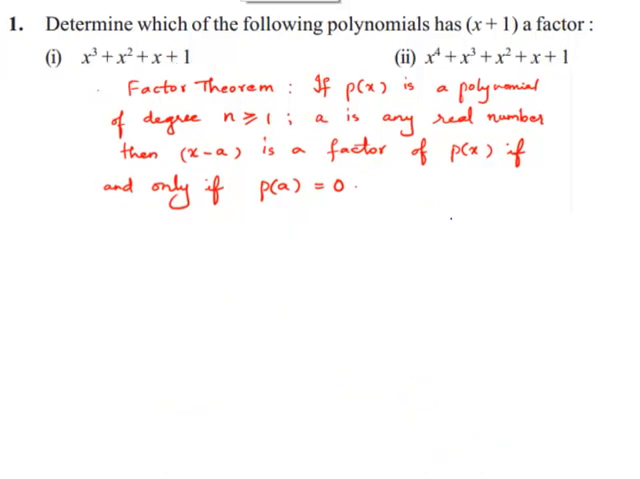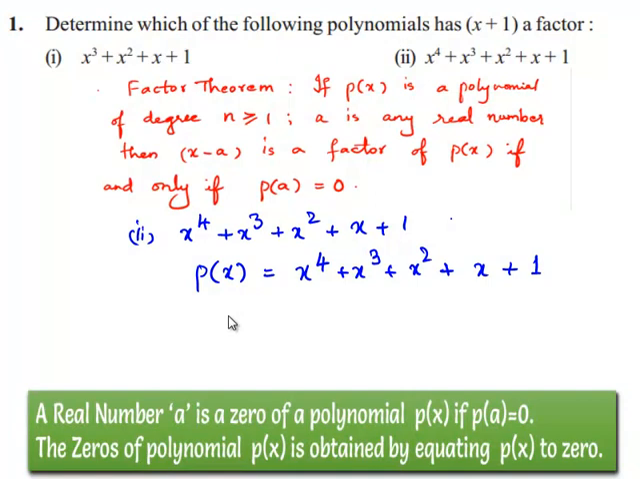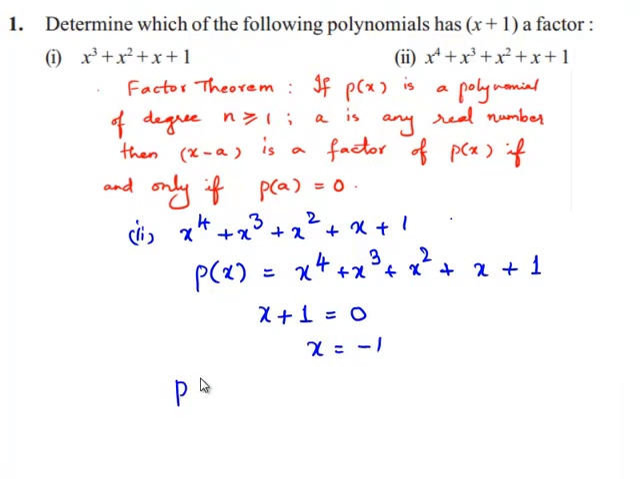Now coming to the second problem, which is x power 4 plus x cubed plus x square plus x plus 1. We can write it as P of x is equal to the given polynomial x power 4 plus x cubed plus x square plus x plus 1. And the 0 of the polynomial, we have obtained it already by x plus 1 is equal to 0 and x is equal to minus 1. So let us substitute x is equal to minus 1. That is, P of minus 1 is equal to minus 1 power 4 plus minus 1 whole cube plus minus 1 whole square plus minus 1 plus 1.